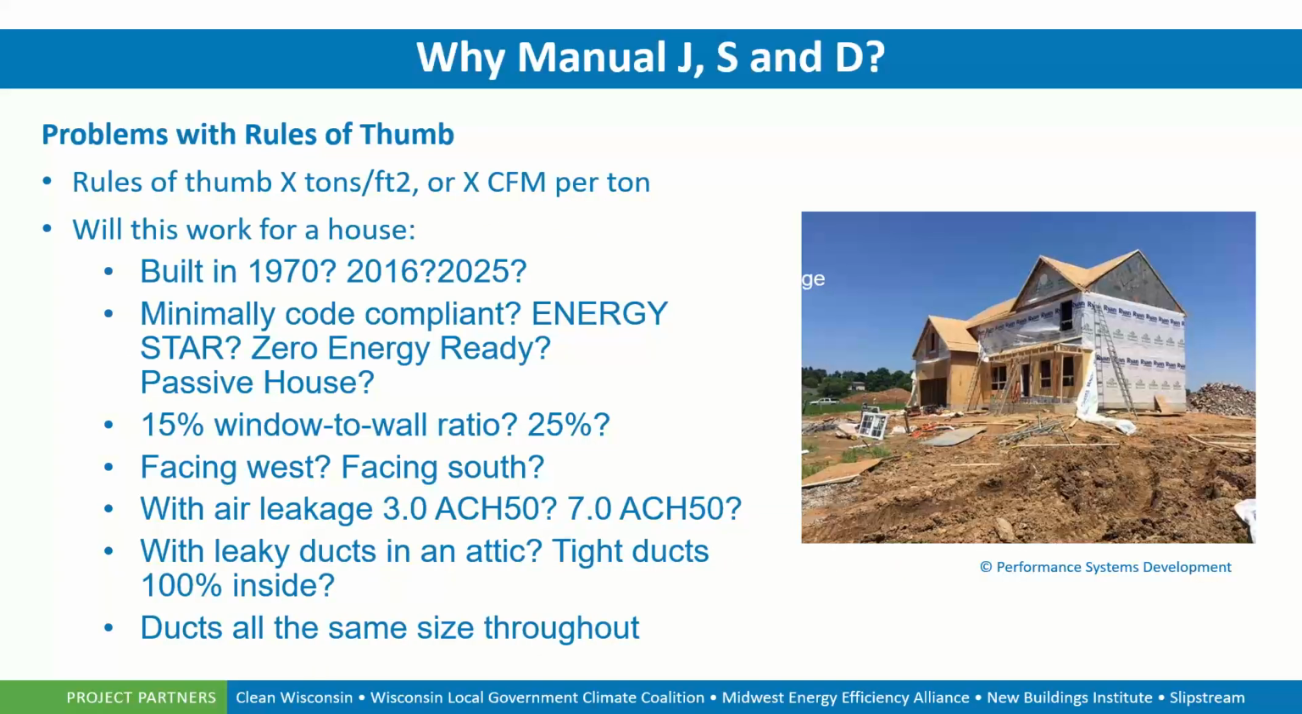So why Manual J, S, and D? For years, we used a rule of thumb pertaining to how many tons of cooling we need per square foot, or how many CFM per ton. There was always something, whether it was 400 square feet per ton or 400 CFM per 7-inch line. A lot of rules of thumb in the past. Does that work currently? Rules of thumb are not ideal. They may have worked for older homes. They may not work for modern energy efficient equipment and the codes.